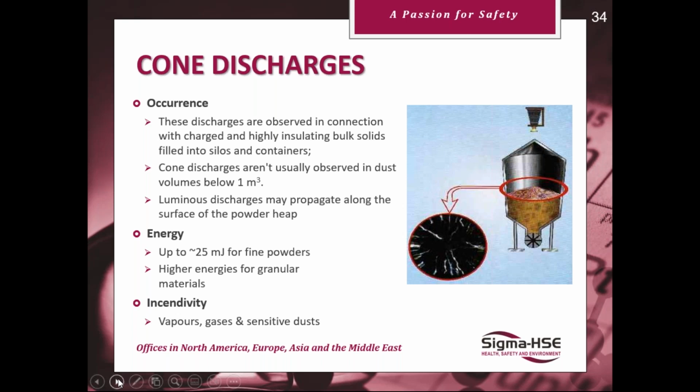Cone discharges always happen in silos and bulk containers, normally not below 1 cubic meter. They're luminous, like fingers of electricity firing out across the surface of the cone. Up to 25 millijoules for fine powder, but this is where things go differently, because if you've got large granules, they can produce much bigger cone discharges. So if you have large insulating granules with fine powder above, this is a very dodgy situation to be in. They can ignite vapors, gases, and sensitive dusts.